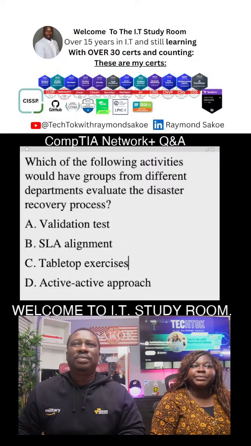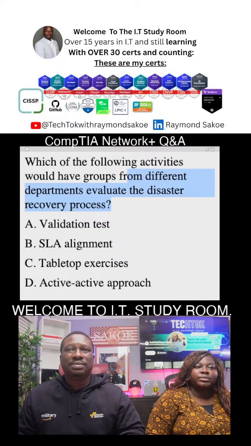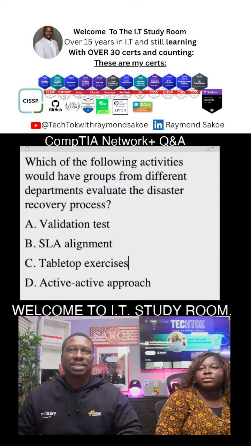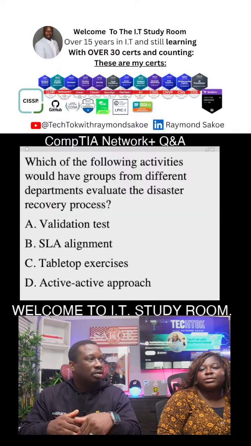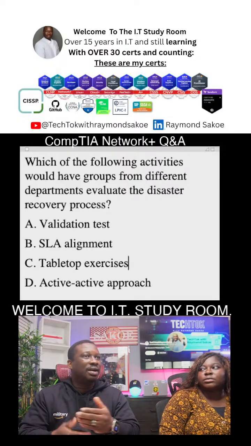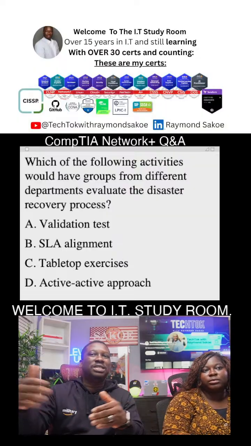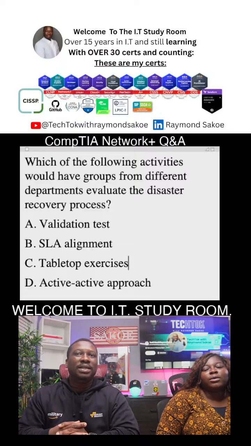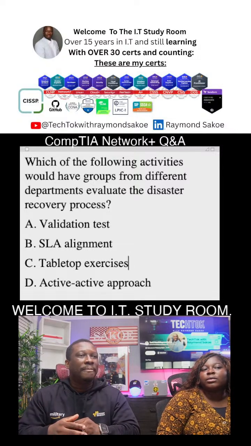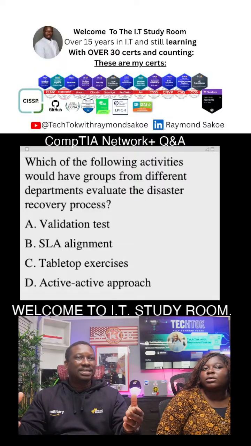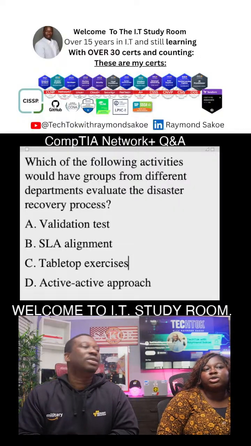So it says, which of the following activities would have groups from different departments evaluate the disaster recovery process? So, tabletop exercise. A tabletop exercise is when you have different teams and you talk through the process if there's a disaster: how we're going to bring things up. As part of it, everybody knows their responsibility in the disaster recovery. A department or a group of teams can implement the disaster recovery plan, and at the same time they need to have a tabletop exercise with everyone else, so that they will know what to expect and what their responsibility is.